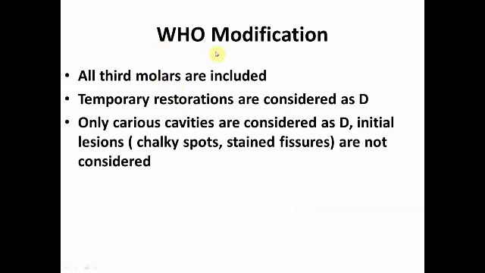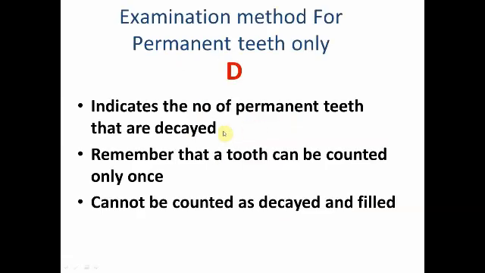The WHO introduced modification for this index. What are these? All third molars are included. Temporary restorations are considered as D, and only caries cavities are considered as D. What do we mean by D? Decay. It indicates the number of permanent teeth that are decayed, and we must remember that we count only once.